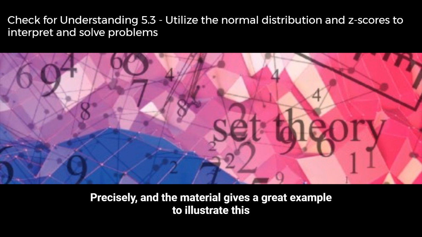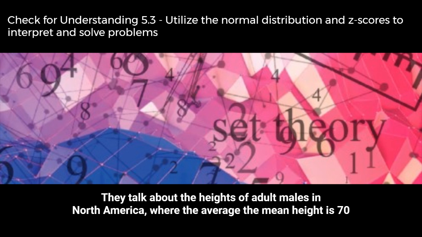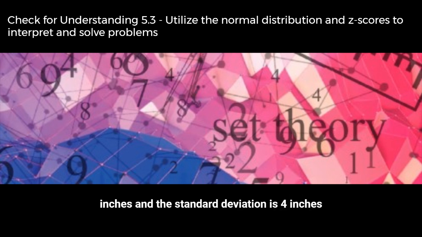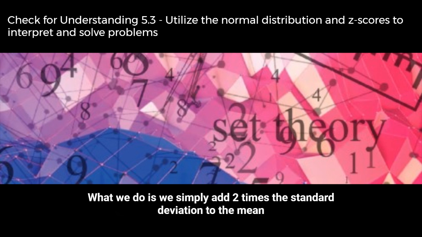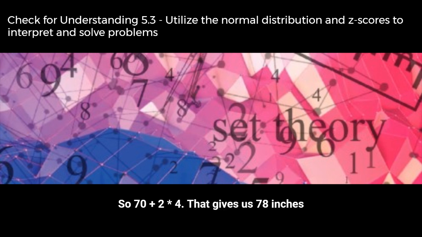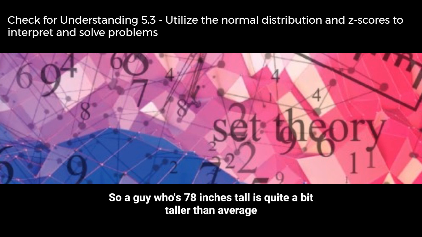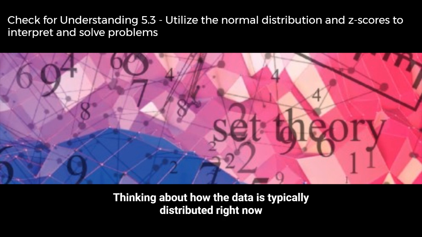Precisely. And the material gives a great example to illustrate this. They talk about the heights of adult males in North America, where the average, the mean height is 70 inches, and the standard deviation is 4 inches. Okay, heights, inches. Classic example. Now imagine we want to find a height that's 2 standard deviations above the average. What we do is we simply add 2 times the standard deviation to the mean. So 70 plus 2 times 4. That gives us 78 inches. So a guy who's 78 inches tall is quite a bit taller than average, thinking about how the data is typically distributed.